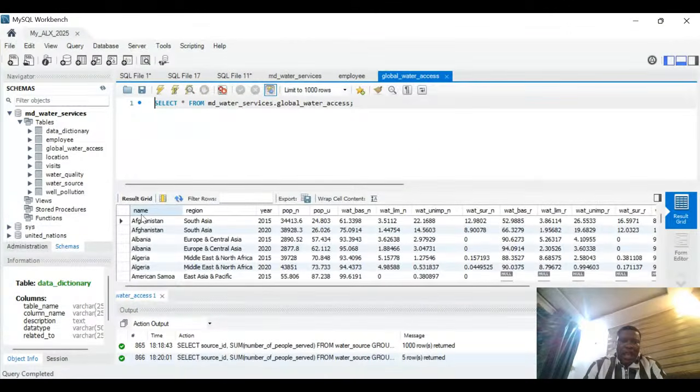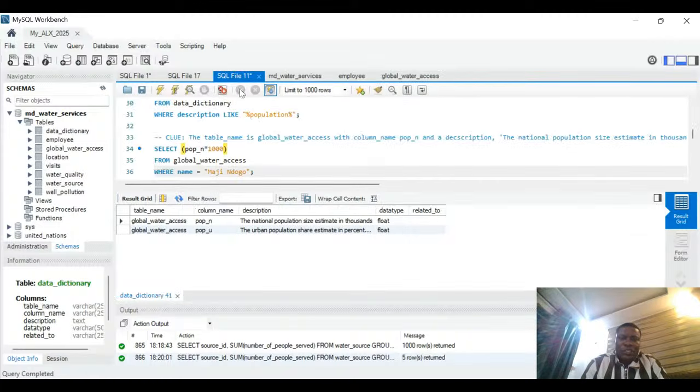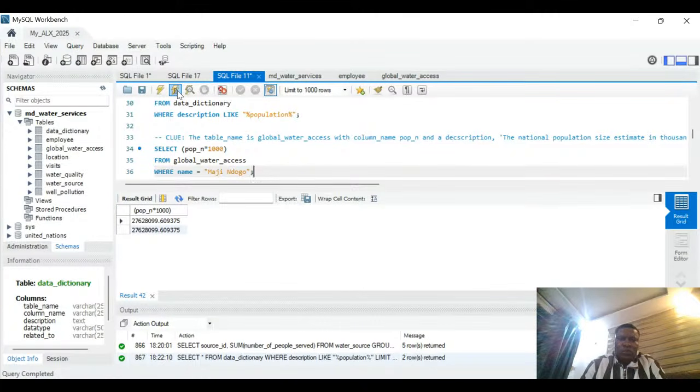So you can see we have name, which is like the name of a country. We have the region. Then we have the national population here, and we are told that it is expressed in thousands. So let's go back and continue with our work. So we are saying where name is equal to Maji Ndogo. And then we can now execute our query again and see what is returned to us.